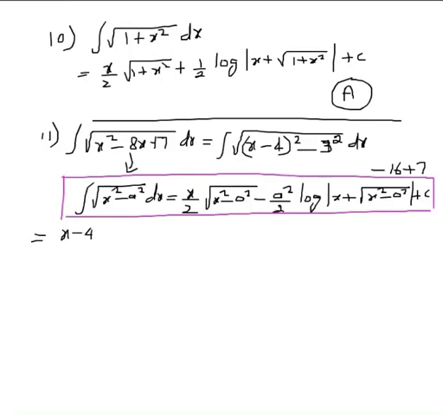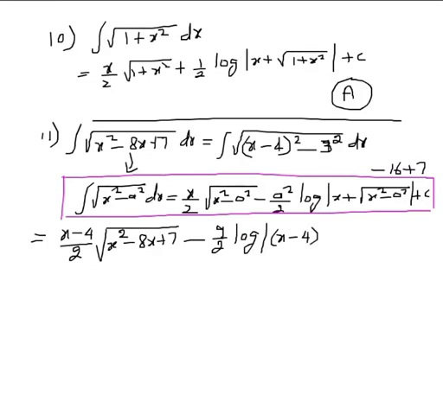X here is x minus 4 divided by 2 root of the given expression, I can write minus a square. A square is 3 square, which is 9 by 2 log of x, x is x minus 4 and plus root of the same expression and plus c. The correct option is D.